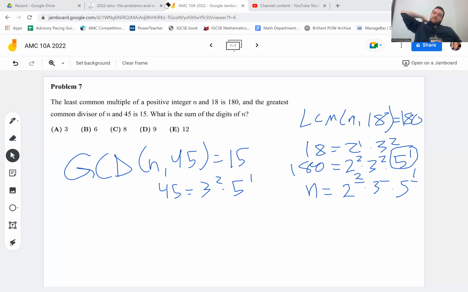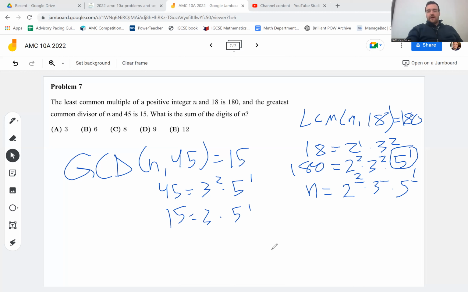So 4 times 5 is 20. Now, since the GCD is 15, and 15 is only 3 to the power 1 times 5 to the power 1, right? Since 45 has 2 powers of 3, we only want 1 factor of 3. Therefore, n can only have 1 factor of 3, right? So we're going to make that be 1. So therefore, n should be 2 squared times 3 times 5, which would be 60.